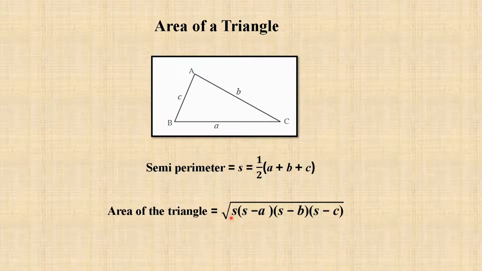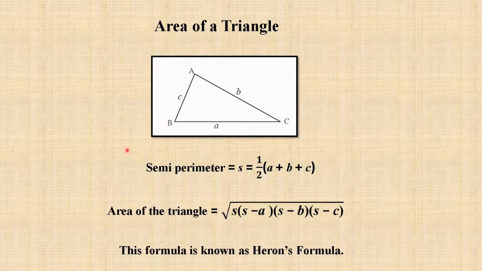As we know, s denotes the semi-perimeter. With the help of this formula, we can find the area of the given triangle if the height and the base are not known, but the lengths of all of the three sides are known. Let us now see some examples and find out the area of a triangle. So as I said, this formula is also known as Heron's formula.